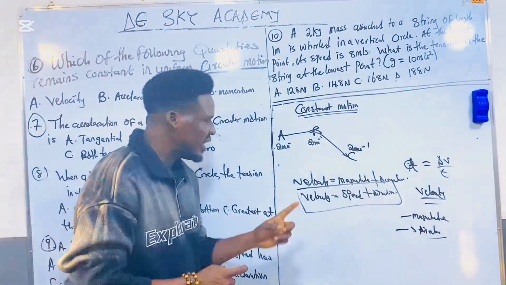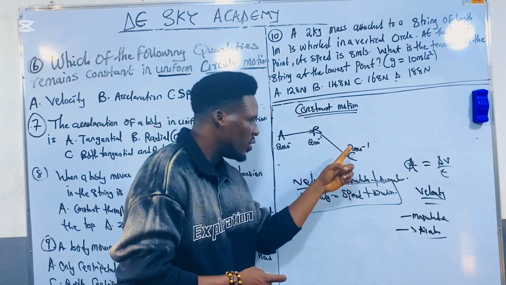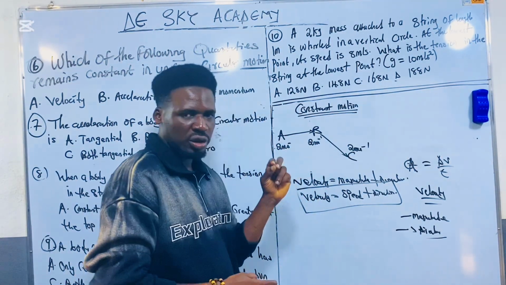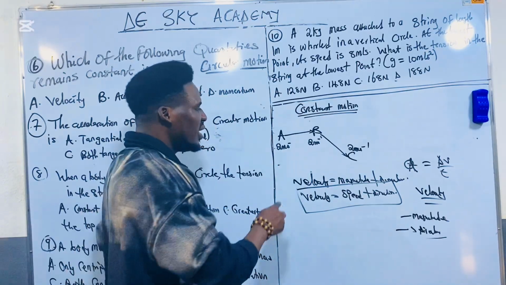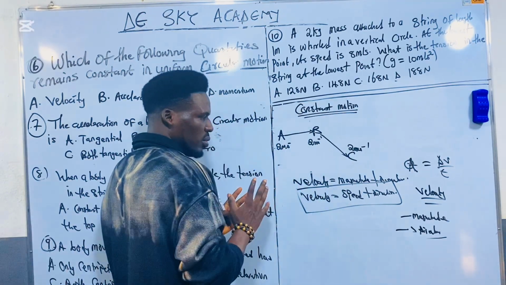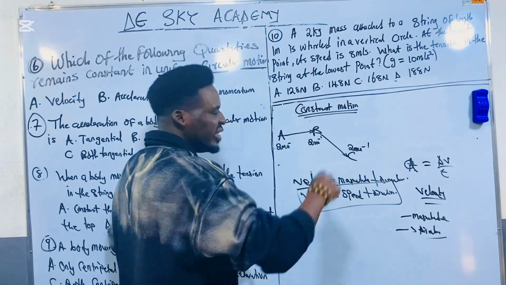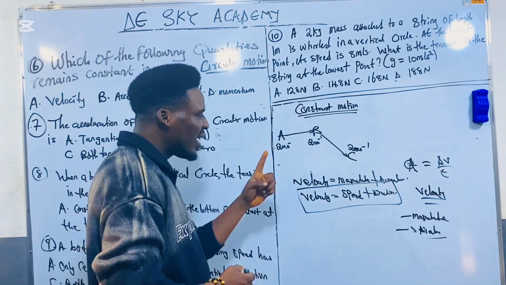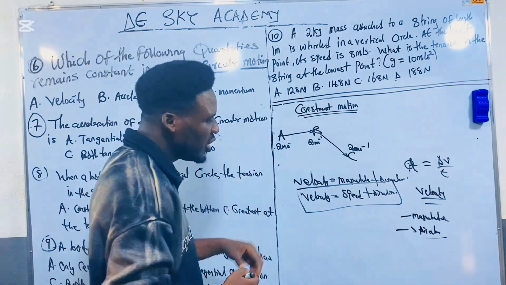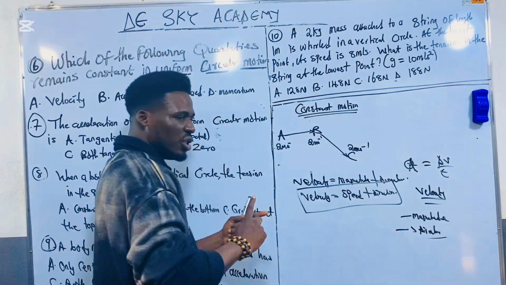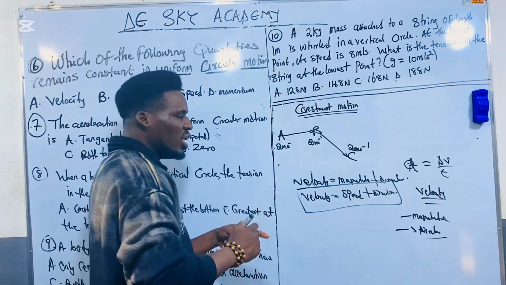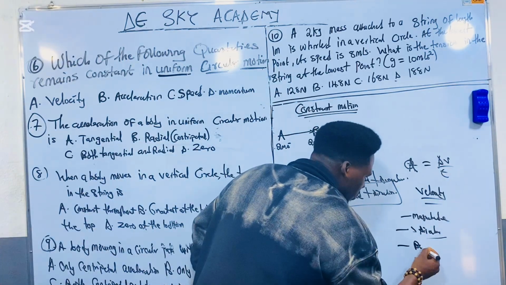So what did you observe? You observe that the magnitude of the velocity is the same, but the direction is changing. In this case, the magnitude is the same, but the direction is changing. There will still be acceleration. Are you getting me now? So acceleration can either be as a result of change in magnitude only, or change in direction only, or both.